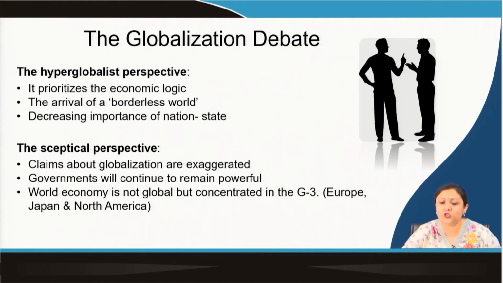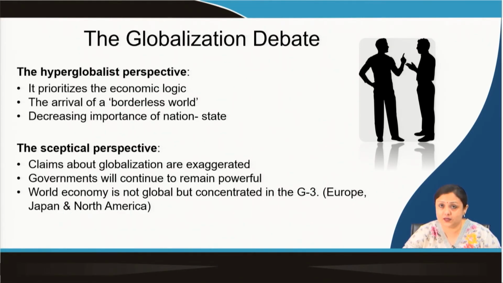Now, the hyperglobalists privilege the economic logic and celebrate the emergence of a single global market. They claim that the nation state is losing its power and will eventually wither away. For these scholars, the arrival of a borderless world is inevitable since the globe is turning into a borderless, discrete economic entity. They view that right now global markets are much more powerful than the state. In fact, to them, intergovernmental organizations possess more influence in the direction of economic and foreign policy than the individual states.